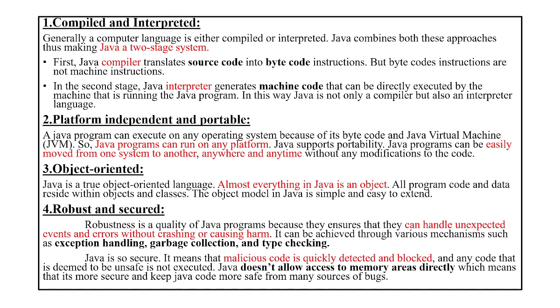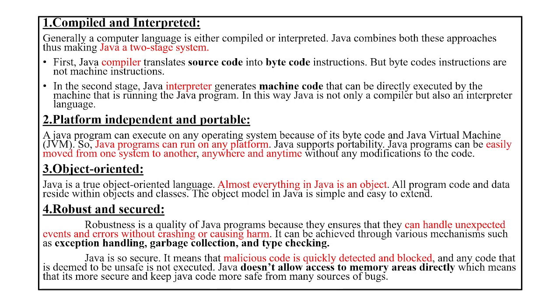Let us move to the third feature, that is object oriented. Almost everything in Java is an object. That means all the Java program code and also the data reside within objects or classes, and hence we say Java is a true object oriented language. And because of this feature, Java code is very simple and easy to extend.